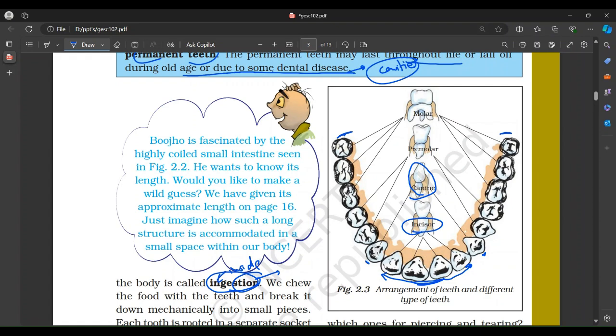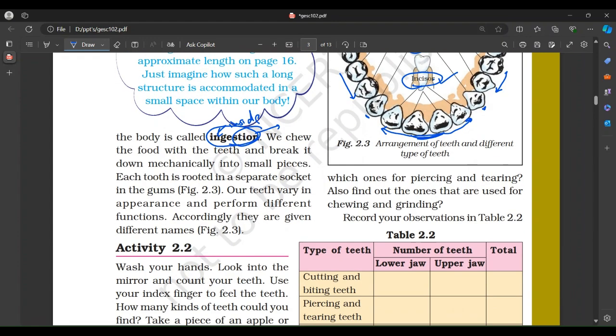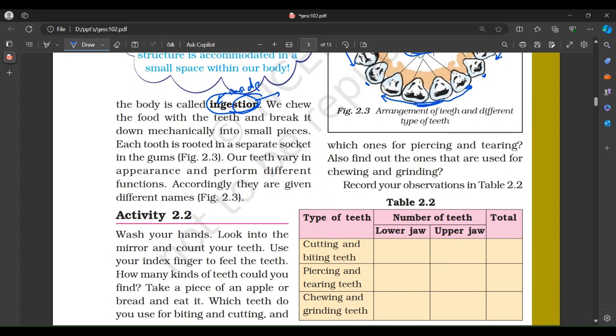Then after the canines you have two pairs of premolars, these are the premolars. And these three teeth are called molars. It starts from incisor, canine, premolar, molar. This is the arrangement of your teeth. We eat our food with these teeth and break it down mechanically into small pieces.